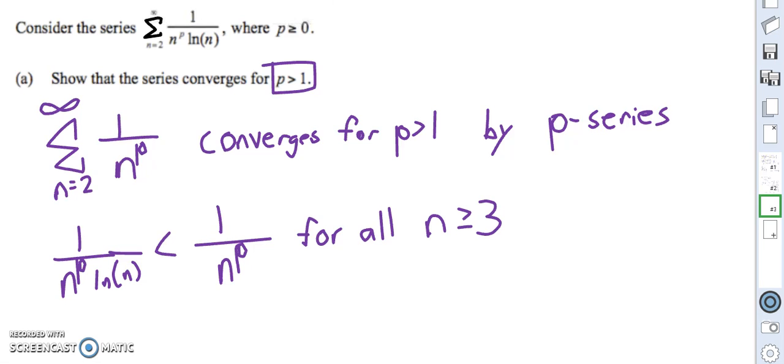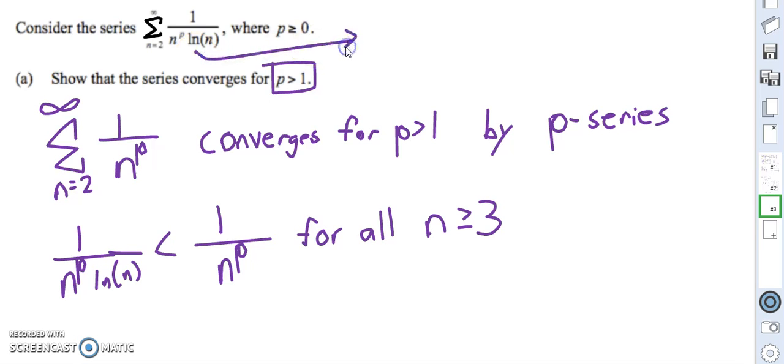So that's okay, though. The fact that this is only true for n greater than or equal to 3, we're still able to do direct comparison, because it still happens for an infinite number of n's, where it's all of the n's except just at the beginning. If it's all the n's except just at the beginning, that's okay. Or just the first few, that'd be okay.